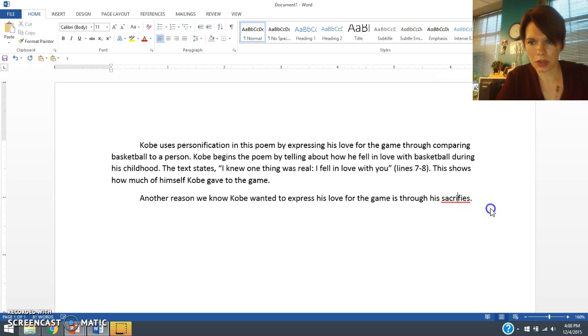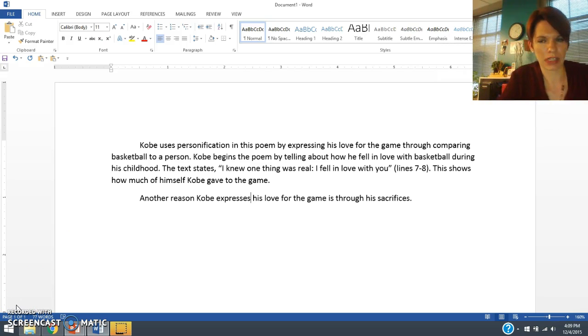Sorry about the typo. Another reason we know Kobe wanted to express his love for the game is through his sacrifices. Another way Kobe, so I'm going to actually shorten the sentence up a little bit. I'm revising as I go, and that's okay. I'm going to go ahead and pause it for just a second while I finish writing this, and then we'll look at it together, okay? So I'm going to pause it right now, and I'm going to type a bunch so that way you don't have to watch me type.